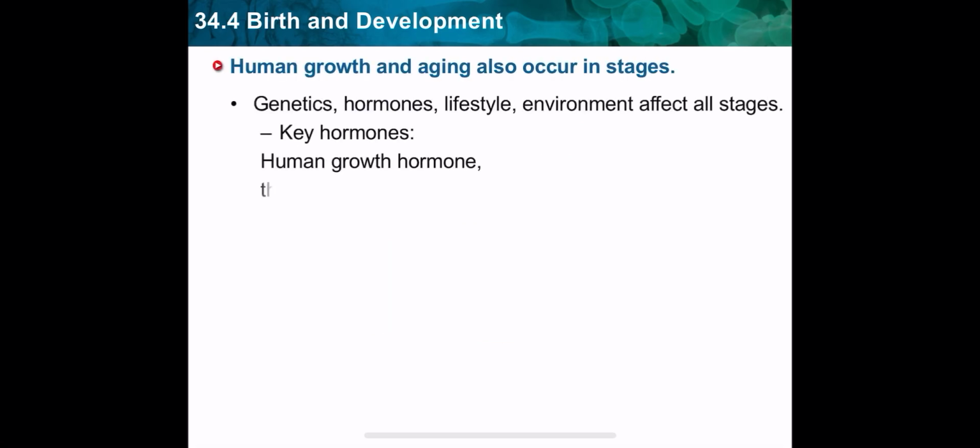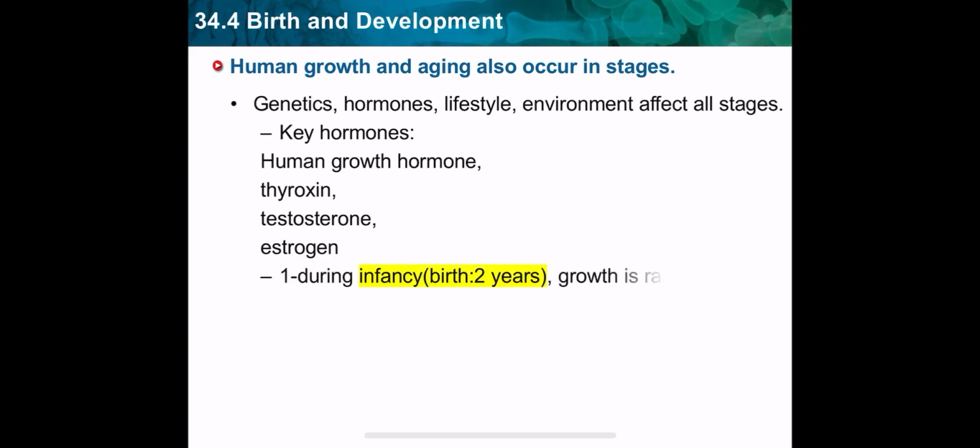After birth, the human will pass through stages of growth and development. What are the key factors affecting those stages? Genetics, hormones, lifestyle, environment. Those are the factors affecting all stages. So genetics will make one family taller than the other or darker, or one family have a certain mental development that's different than others.